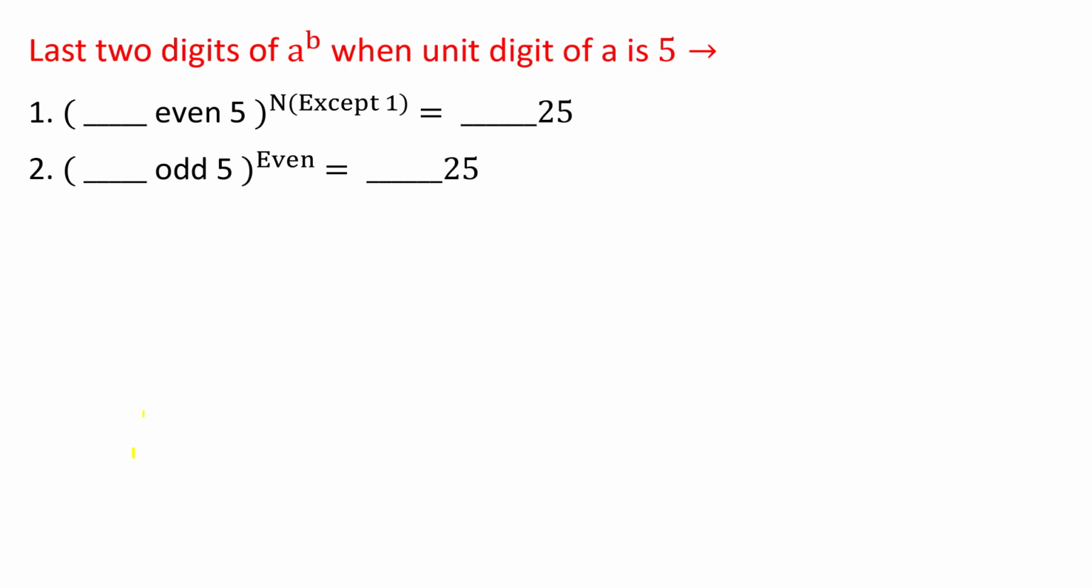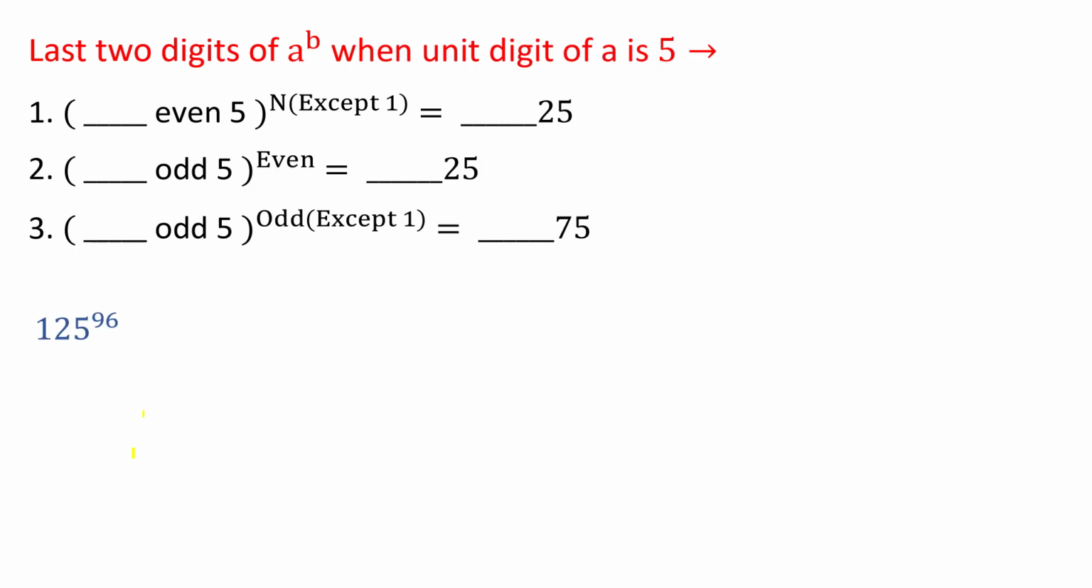Second rule is, if unit digit is 5 and second last digit is odd, to the power even number always ends with 25. Third rule is, if unit digit is 5 and second last digit is odd, to the power any odd number except 1, the last two digits are going to be 75. Okay everyone, for example, look here.